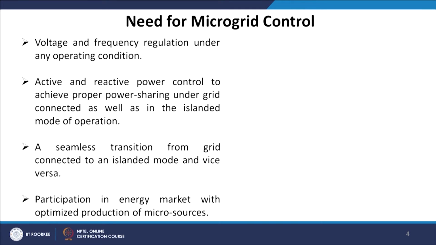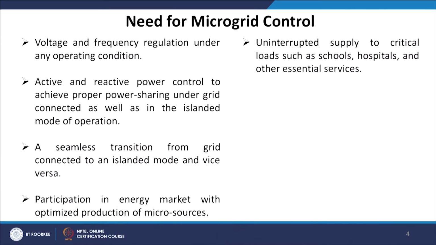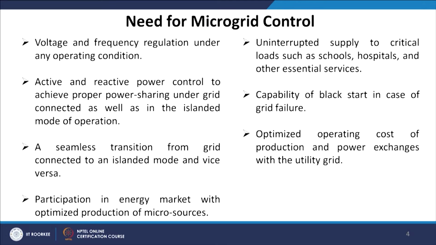Participation in the energy market with optimized production of micro sources. Uninterrupted supply to critical loads such as schools, hospitals and other essential services is possible. Capability of black starts in case of grid failure. Optimized operating cost of production and power exchanges within the utility grid.